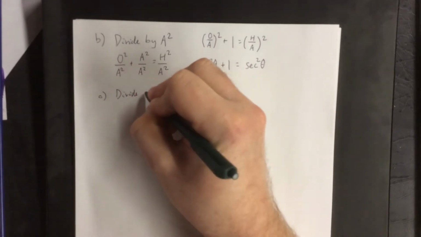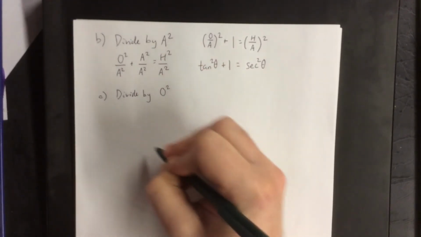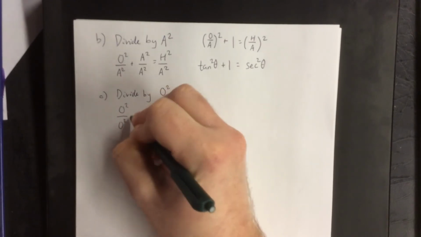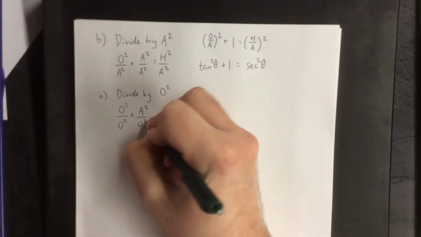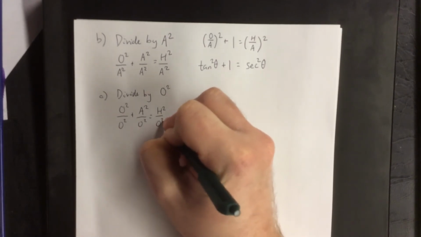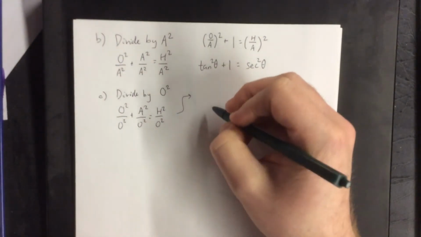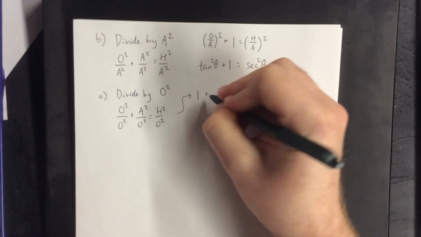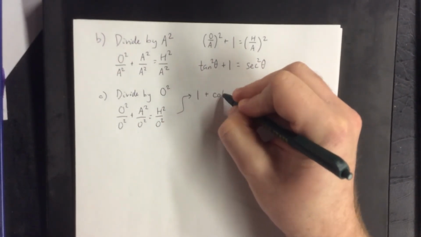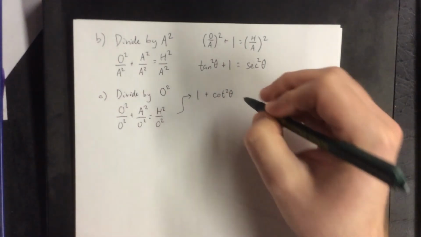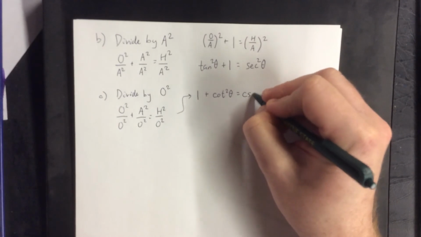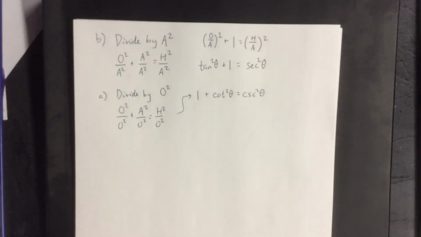The third Pythagorean identity comes from dividing through by O squared. So O squared over O squared plus A squared over O squared is equal to H squared over O squared. O squared over O squared reduces to 1. A over O, quantity squared, will be the cotangent squared of theta, and cosecant is H over O, so it'll be the cosecant squared of theta. So, 3 Pythagorean identities involving the sine and the cosine, tangent and secant, cotangent and cosecant.